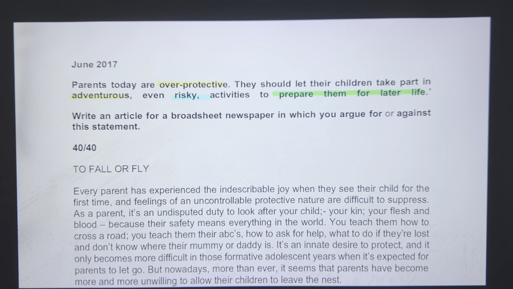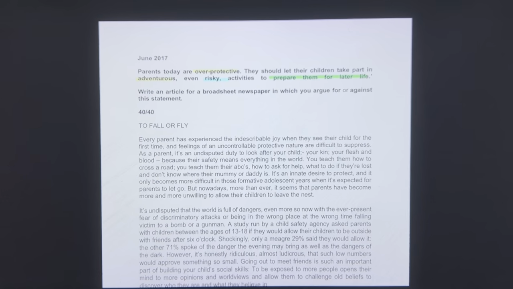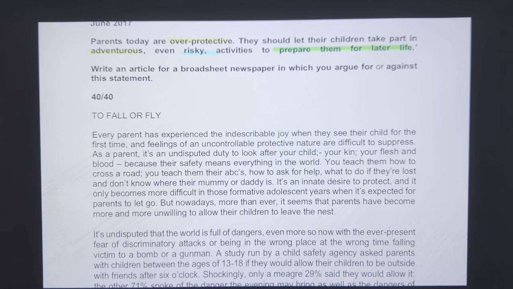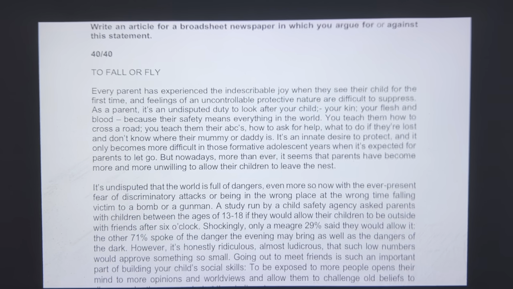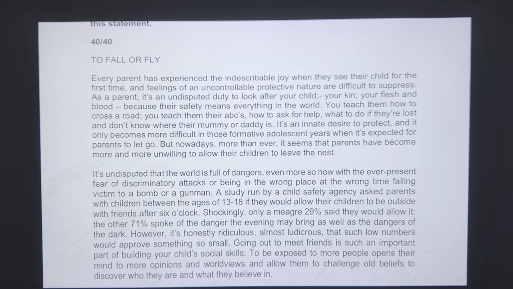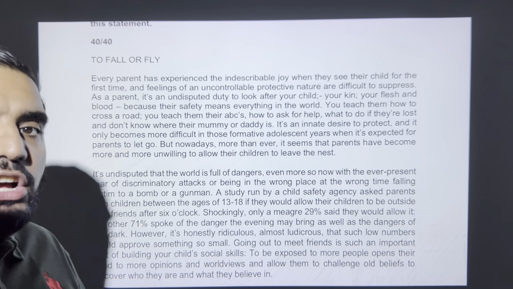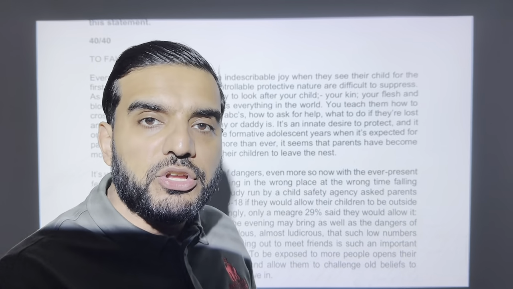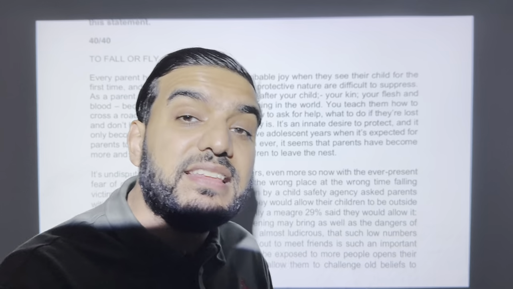Now, when we look at the article itself, I'm not going to read them all, guys, because there's 4 or 5 articles, but what you're going to find is the reason they get a high grade is the same reason as always. They have perfected their language, vocabulary, structure, and punctuation. You're not writing a real article. We're not sending this to the BBC to publish. We are doing a GCSE exam.